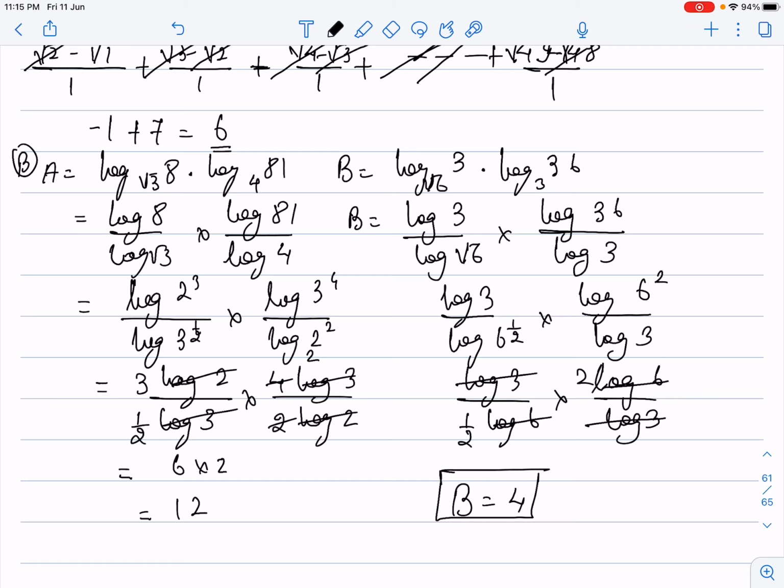I got the value of B as 4 and value of A as 12 over here. What has been asked to you, my dear students? The value of A minus B has been asked to you. So A minus B will become 12 minus 4 over here. That is 8 will be the value of A minus B.